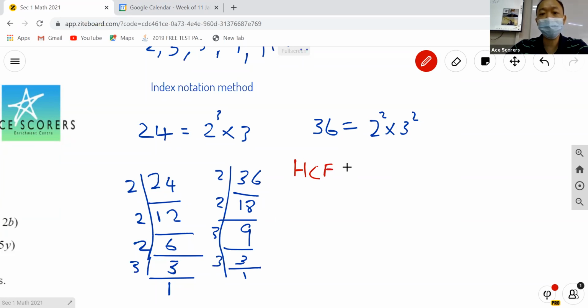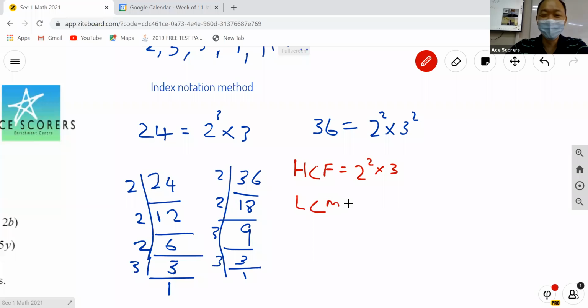To find HCF, what you need to do is take the lowest power. What do you mean by the lowest power? For example, we have 2 cubed and 2 squared. Which one is the lower power? Yes, awesome. David is awake. Next one. Okay, then how about 3? Which one is the lower power? Oh yeah, very participative. I like his enthusiasm. You can't see him, but his eyes are very big. He's like, oh yes, 3.